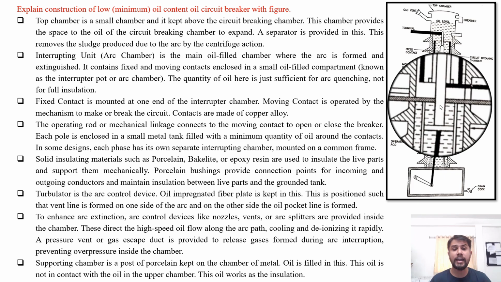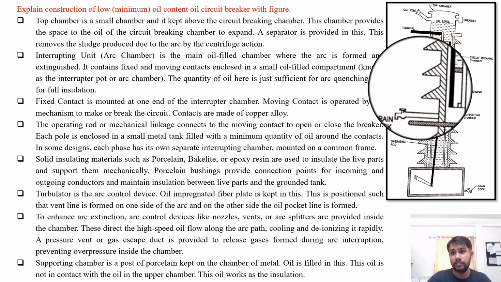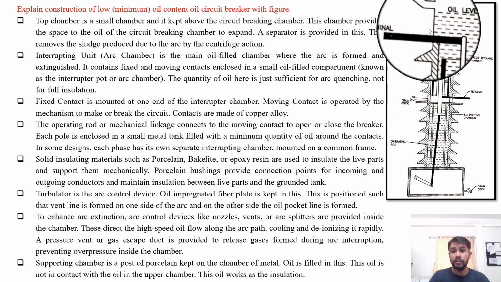To enhance the arc extinction, arc control devices like nozzles, vents or arc splitters are provided inside the arc interrupting chamber. This directs the high speed oil jet flow along the arc path, cooling it and rapidly deionizing the oil, or say charged particles. A pressure vent or gas escape duct is also provided to release the gases. This is the gas vent. During the arc interruption, it prevents overpressure inside the chamber.